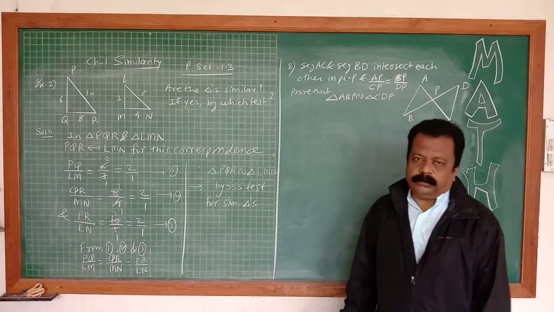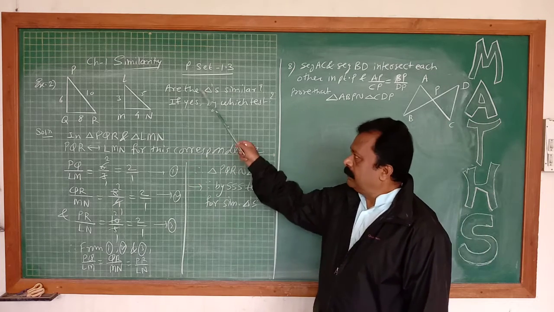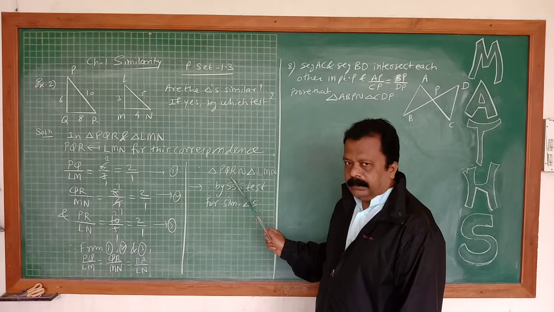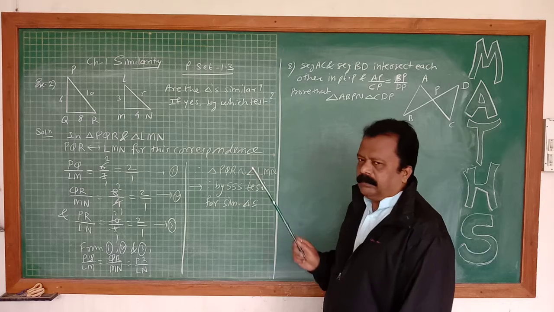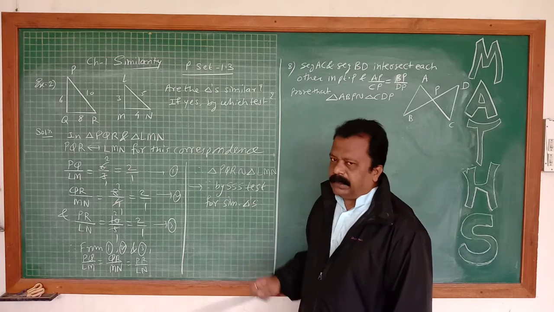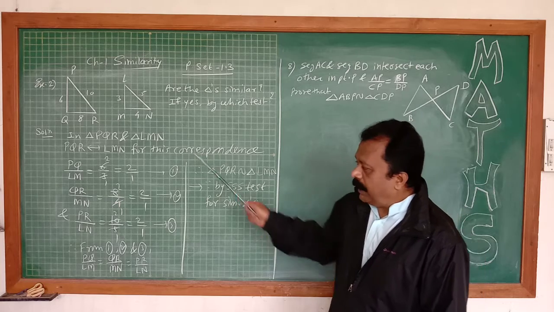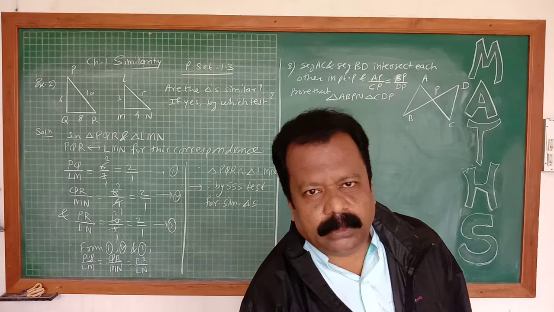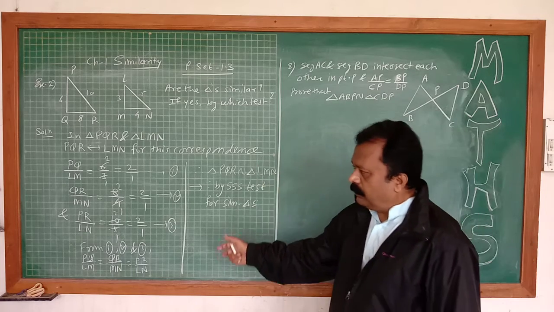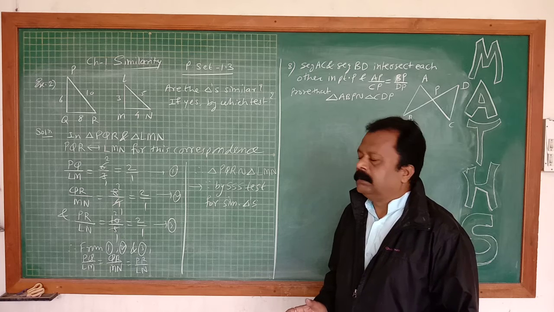Now read the question. According to the figure, are the triangles similar? Yes. We have shown it: triangle PQR is similar to triangle LMN. Then by which test? The test is also given. So according to this method, you have to derive or explain, and write conclusions or steps with reasons. You will get proper marks.